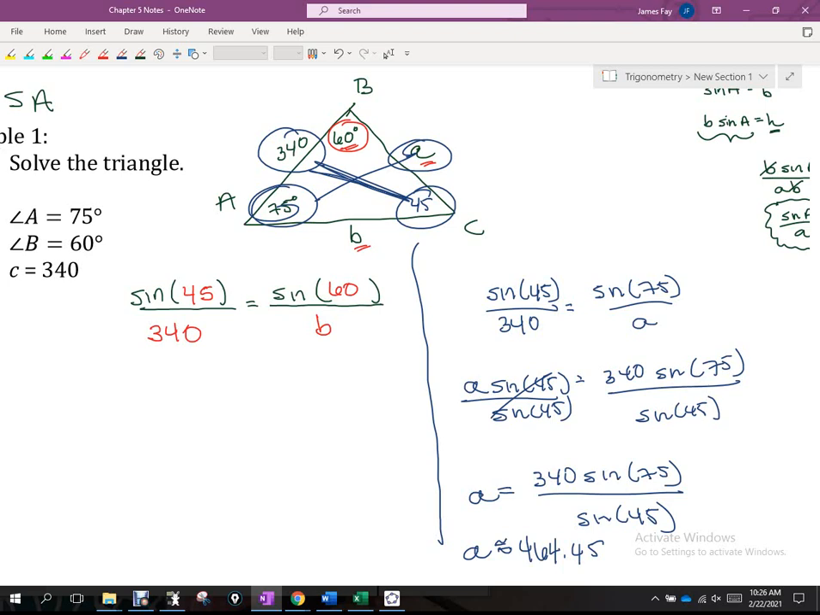The reason I set up these two proportions first and then solve for A and B is because if I had solved for A first, that would have opened the door for me in this proportion right here, solving for B. Instead of writing sine of 45 over 340, I could now say sine of 75 over 464.45. Does that make sense? I could use that, but that 464.45 is what kind of number? It's rounded. So will that really give me the best answer for B? No. So if I can avoid using rounded values, I'm going to.